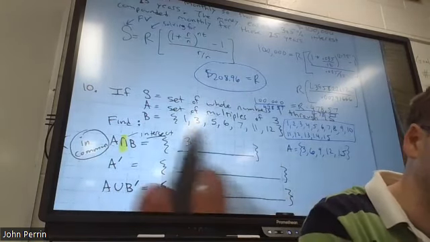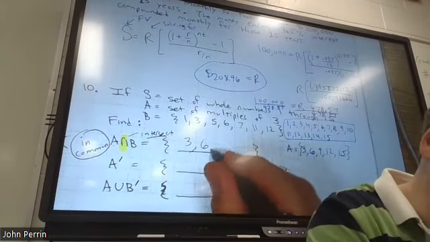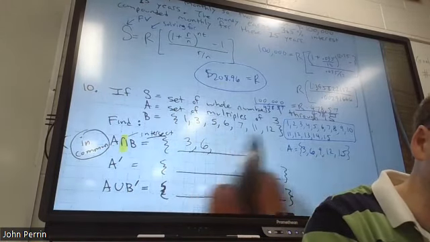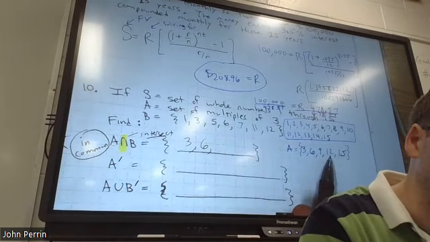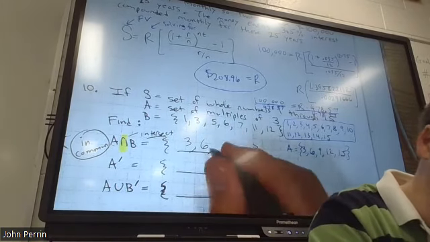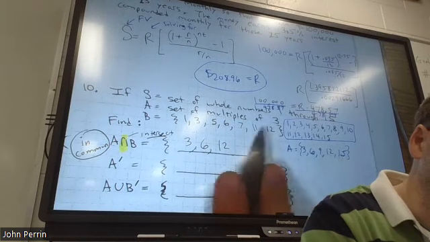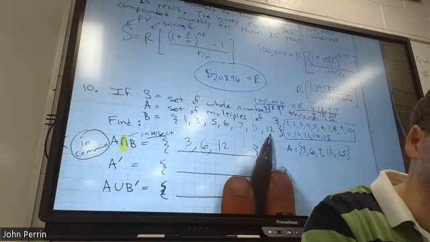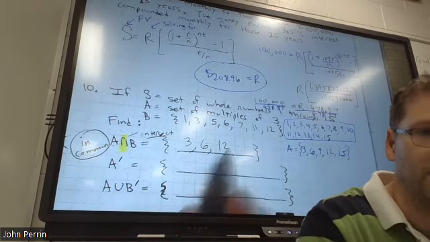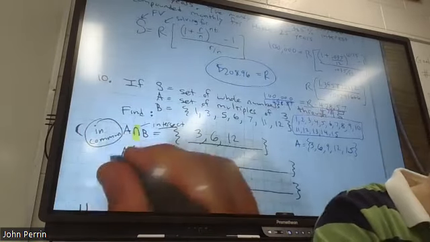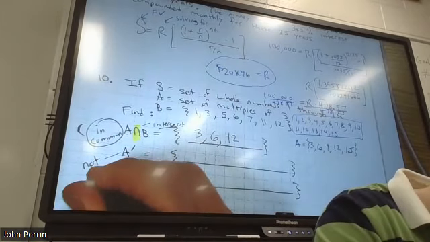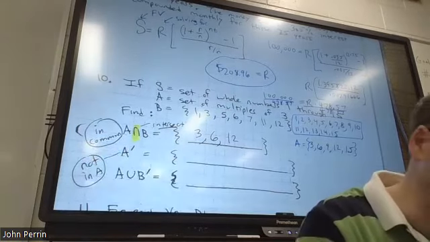Does A, which has a 6, does B have a 6? Yes. A has a 9, does B have a 9? No. A has a 12, does B have a 12? Yes. A has a 15, does B have a 15? No. So that's our answer, simple as that. A prime, you need to remember this is not in A. All the numbers not in A.